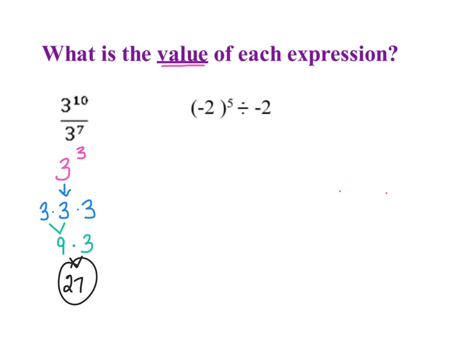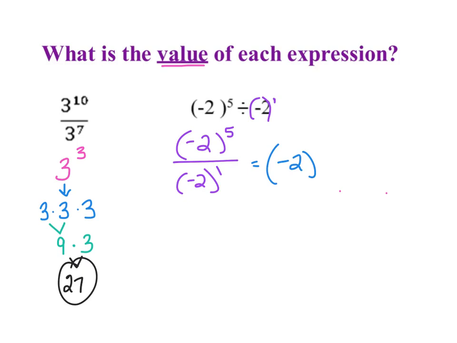Okay, so I'm going to have, first of all, I see this negative 2 does not have an exponent, so what's really there is a 1. If it helps you, again, you can write it vertically. I need to subtract my exponents. My base stays the same at negative 2. 5 minus 1 is 4. So then I need to multiply that out. I'm going to write it out. Negative 2 times negative 2 times negative 2 times negative 2.